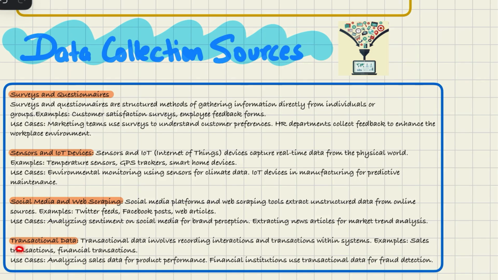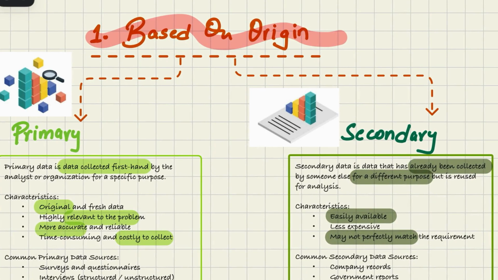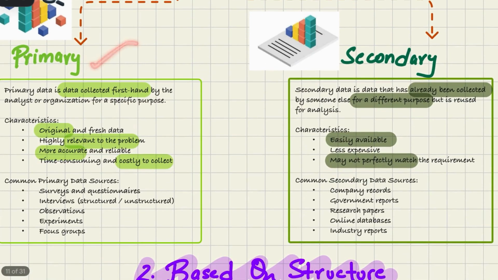So that comes under transactional data. So these were the data collection sources. Let's quickly have a look at the types of data sources. First, based on the origin of the data, it is divided into two parts. First is primary and secondary.